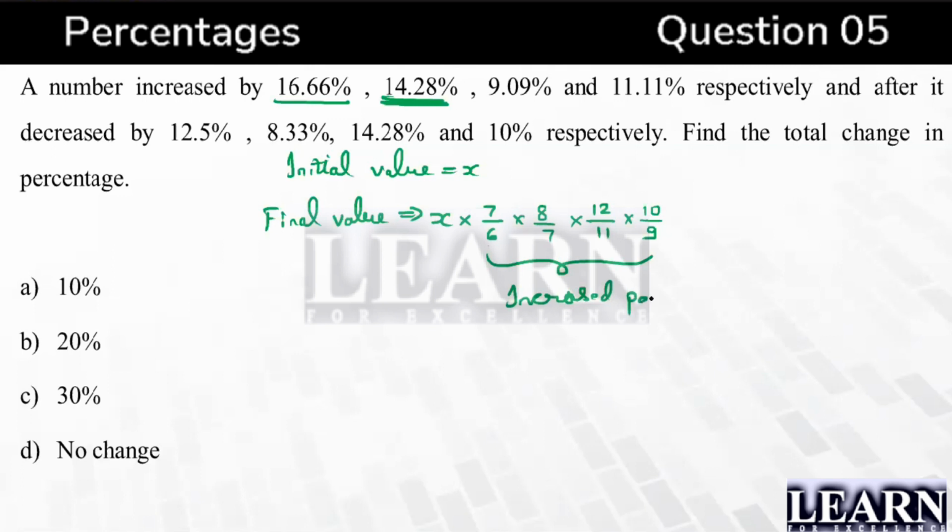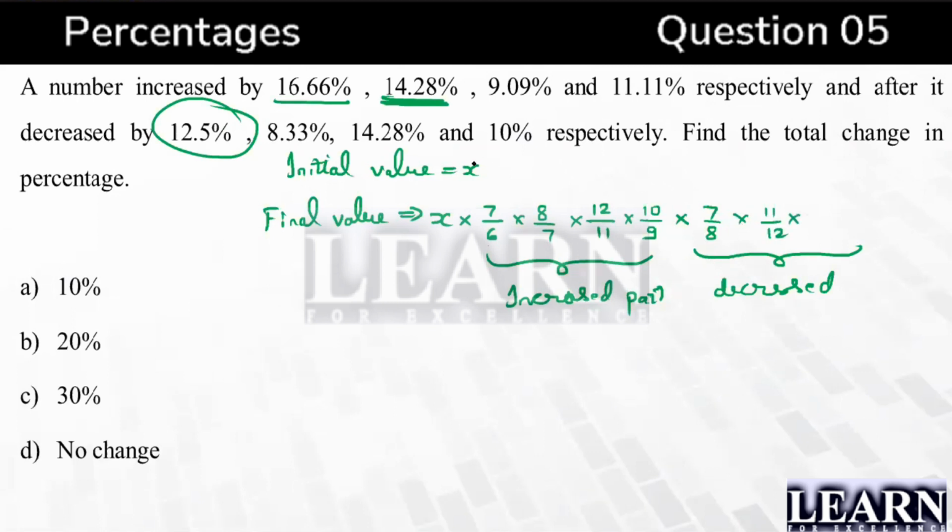Now we will be looking at the decreased part. Just don't get confused here. 12.5 is the decrease, which is nothing but 1 by 8. If 1 by 8 is the decrease, I'll get 7 by 8. Done. Next, 8.33 is nothing but 1 by 12. If 1 by 12 is there, then what do I have to do? I have to reduce 1 from the numerator. That is nothing but 11 by 12.